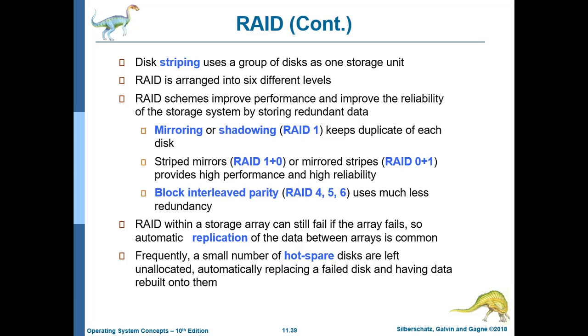Next, RAID with a storage array can still fail if the array fails, so automatic replication of the data between arrays is common. Frequently, a small number of hot spare disks are left unallocated, automatically replacing a failed disk and having data rebuilt onto them. What is a hot spare? It is an unused storage device ready to be used to recover data, such as in a RAID set. It is like having a standby hard drive, and if a RAID disk fails, you have a fail-safe operation with the hot spare disks.